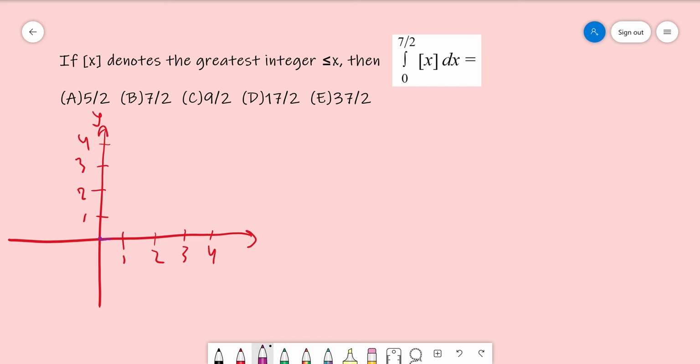At 0, it's 0. It's going to be 0 until you get to 1, and then it's going to jump up to 1. It's a step function. I'm going to go up all the way to 2, and then at 2, it's going to jump up to 2. And just like that, up to 3, and then it's going to jump up to 3, and keep going to 4. Now, 7 halves is right here between 3 and 4. That's 3.5. So I'm going to draw a little line here.